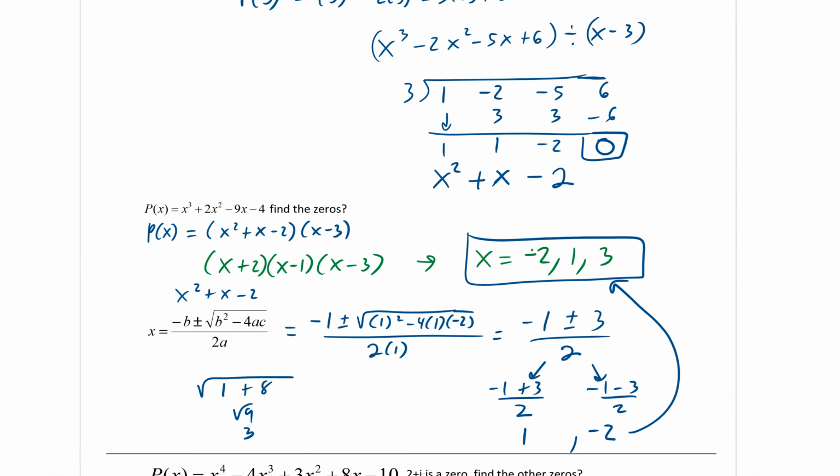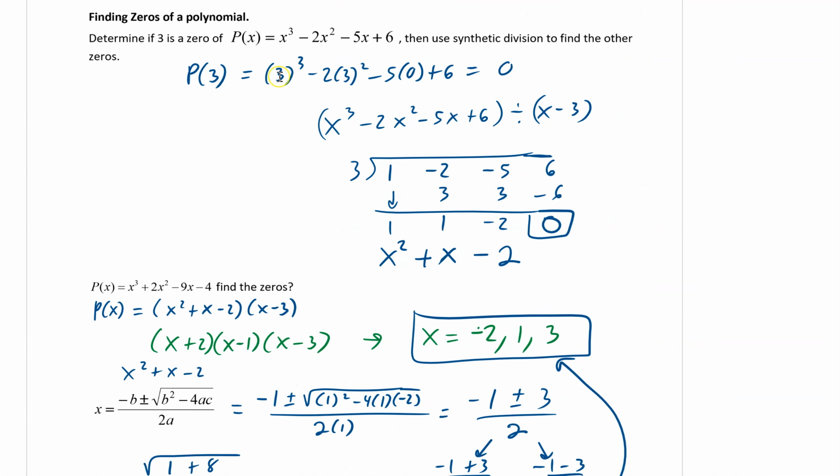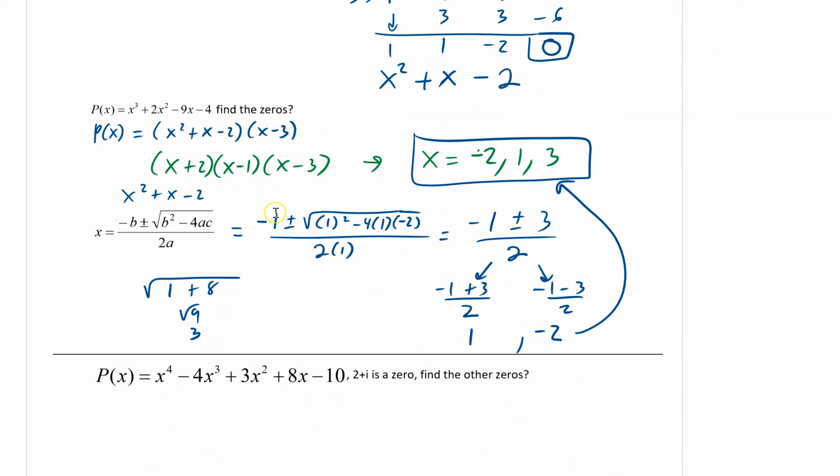So these are the steps that you're going to be using. You're going to take 1 zero that you do know, use synthetic division to break down our cube to a square, and then use quadratic formula on it.